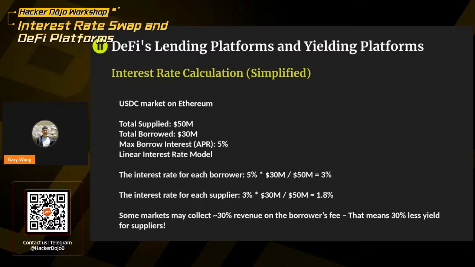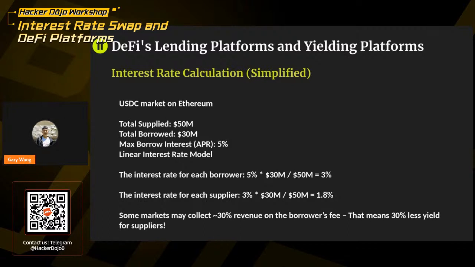The protocol will also use a linear interest rate model. Given the loan to value ratio, which is the total borrowed assets over the total supplied assets, which is 30 million over 50 million, the interest rate for each borrower will be the maximum borrow interest times the loan to value ratio, which is 5% times 30 million over 50 million, and this equals 3%. So each borrower would have a minus 3% APR, annual percentage rate, when they need to pay back the assets that they have borrowed.